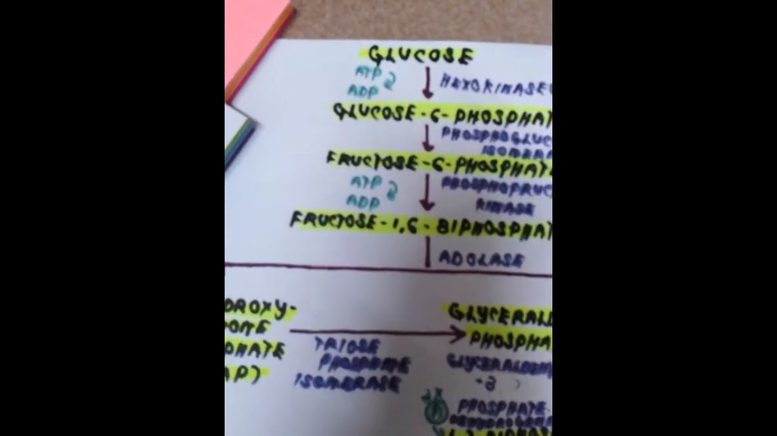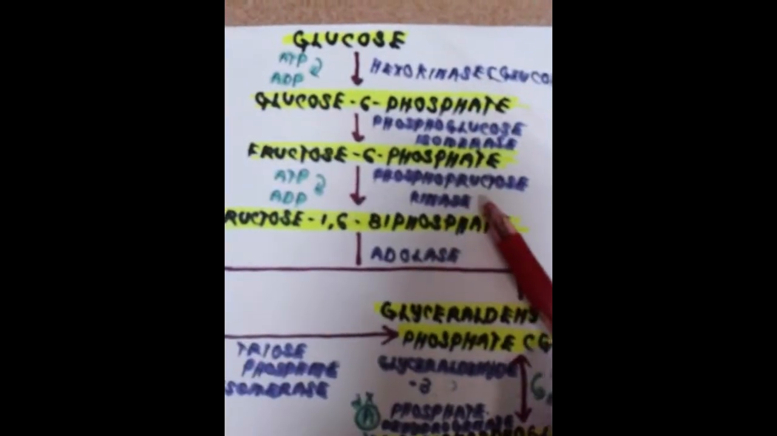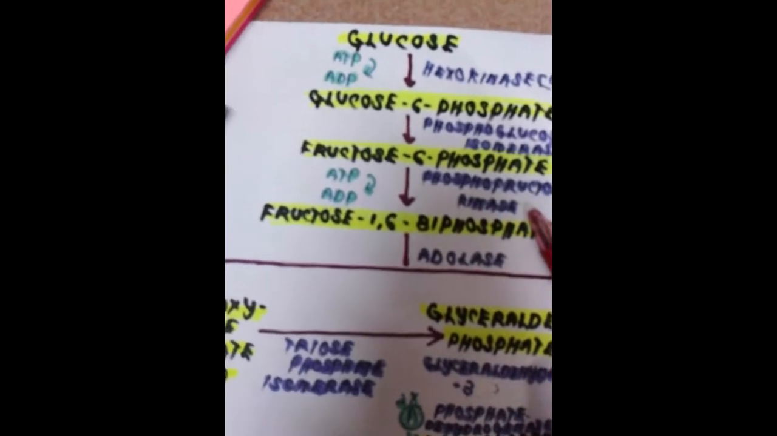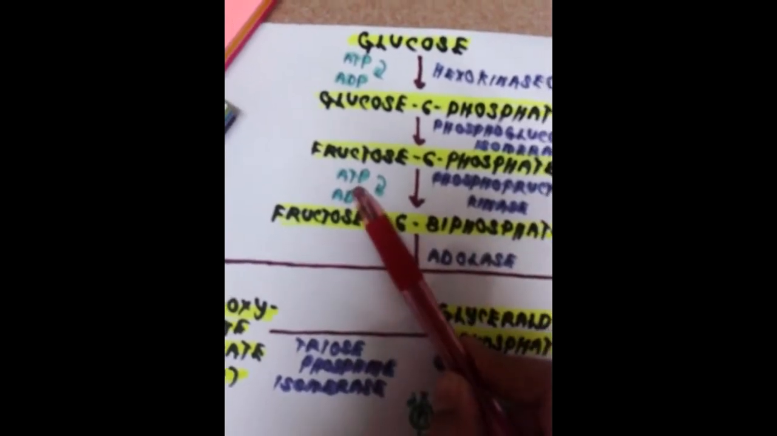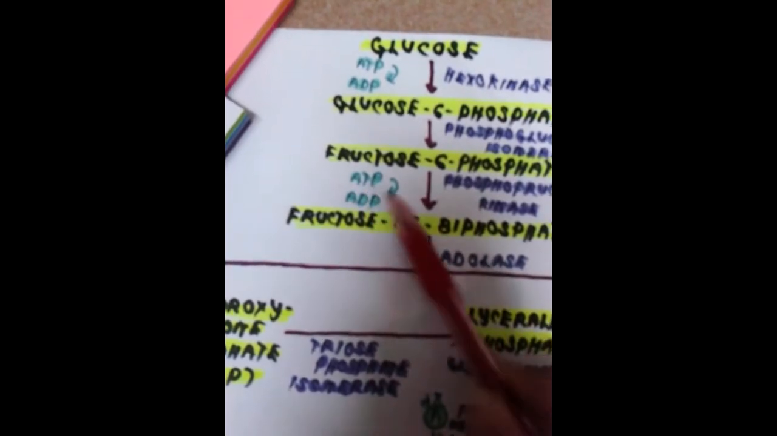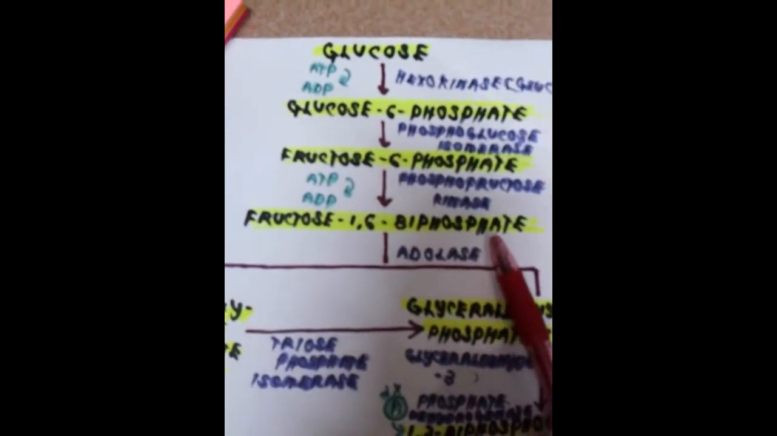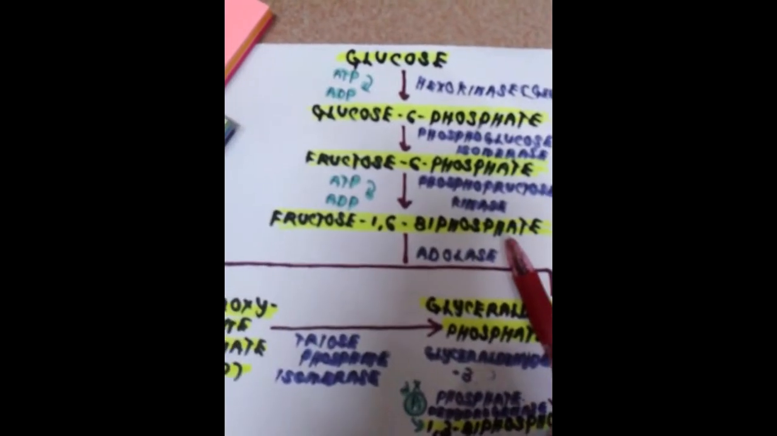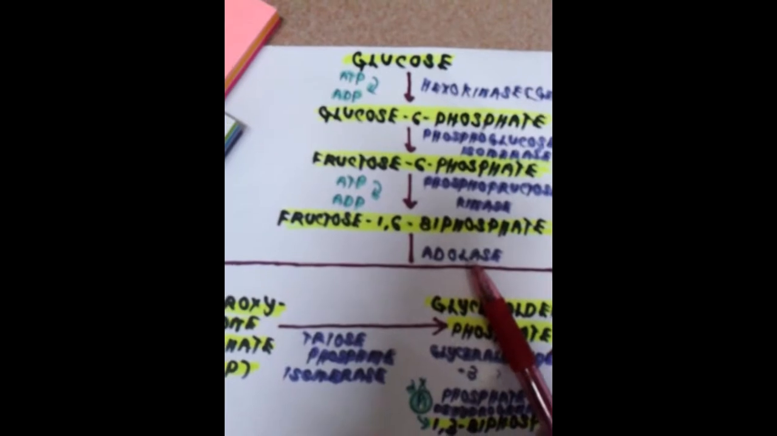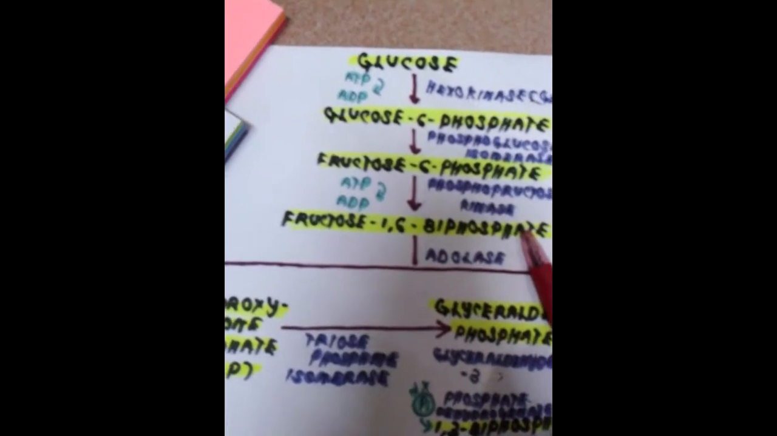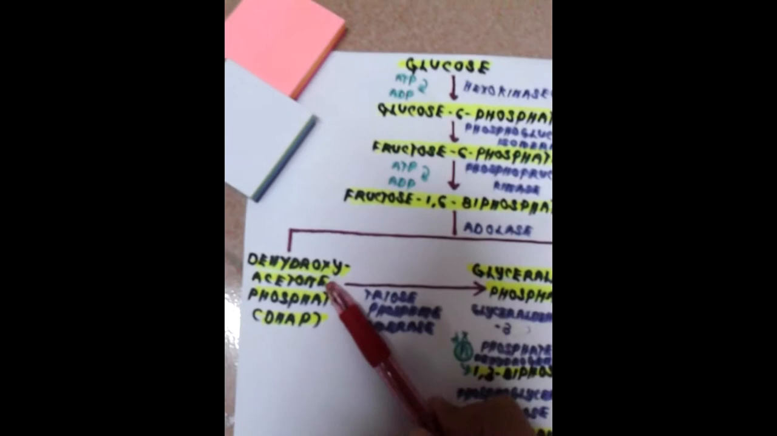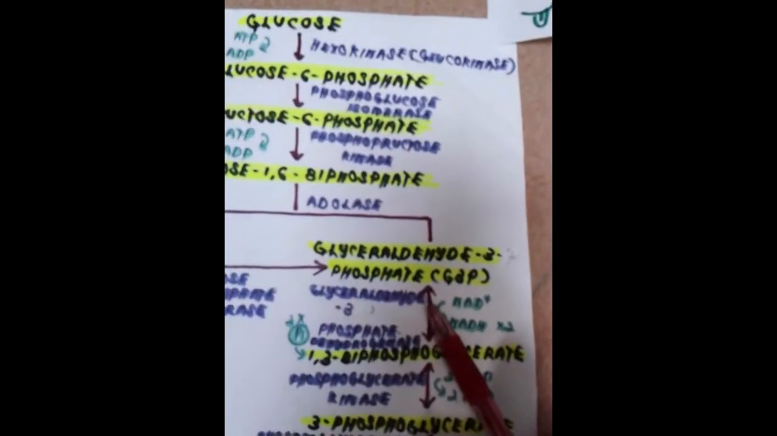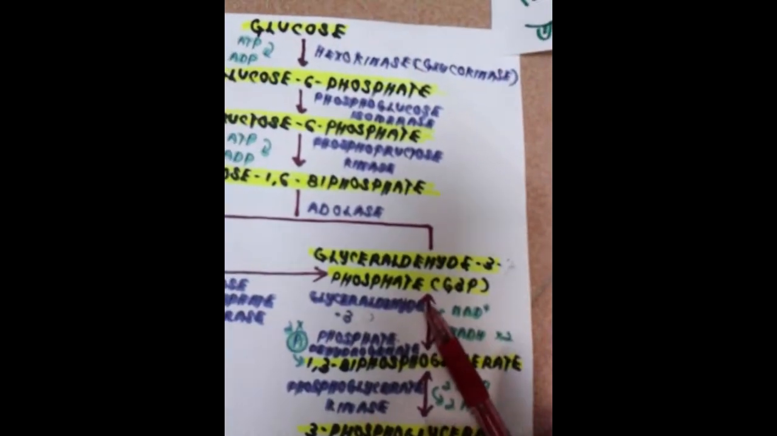Now we meet another kinase, that is phosphofructokinase. This enzyme attaches another phosphate group that is donated by ATP to the molecule, which creates fructose 1,6-bisphosphate. Next, the molecule is split in half by fructose bisphosphate aldolase. Fructose 1,6-bisphosphate is split into dihydroxyacetone phosphate or DHAP and glyceraldehyde 3-phosphate or G3P.